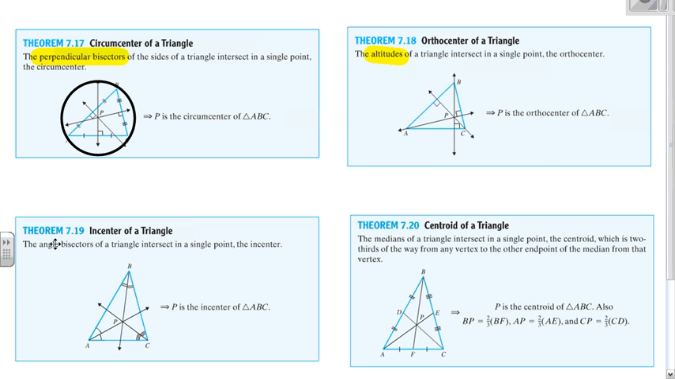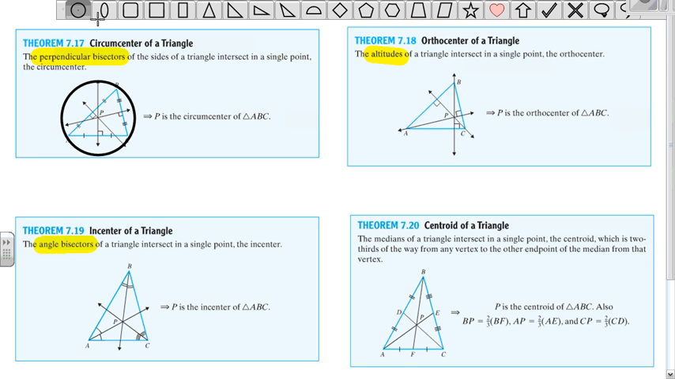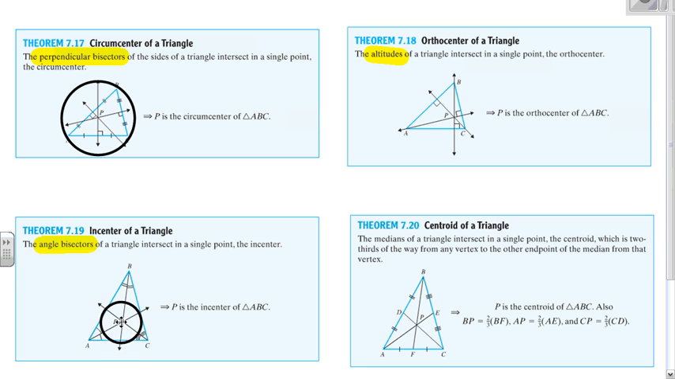If you draw all the angle bisectors for each of the three angles of the triangle, they will intersect at one point called the incenter. The incenter is the center of the triangle for which you could draw a circle that fits perfectly inside the triangle.